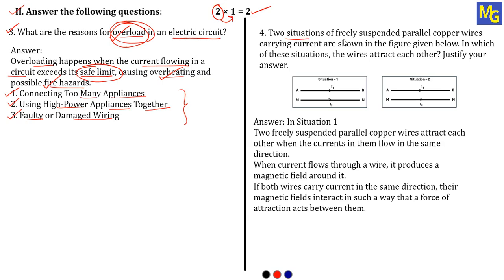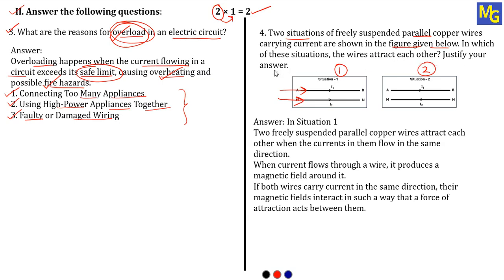Two situations of freely suspended parallel copper wires carrying current are shown in the figure given below. You can see here there are two copper wires, AB and MN. Here we have two situations. This is situation 1, this is situation 2. Both the wires are parallel to each other. In which of these situations do the wires attract each other?